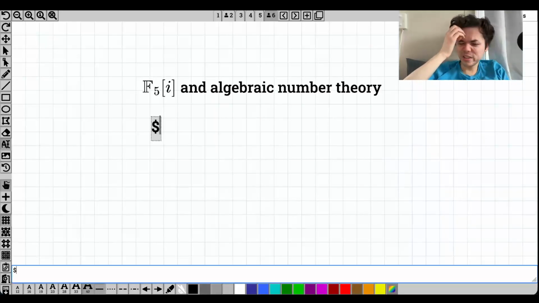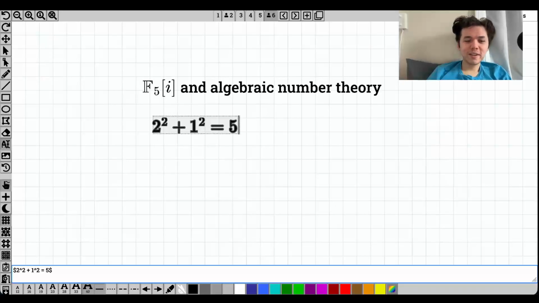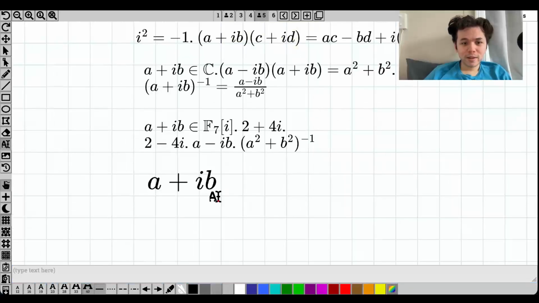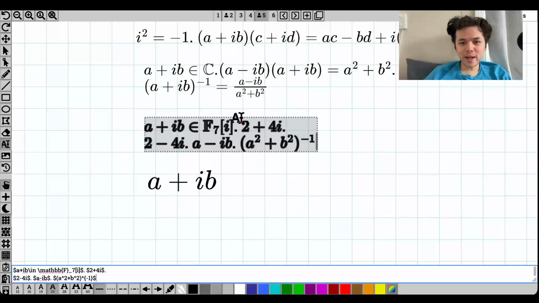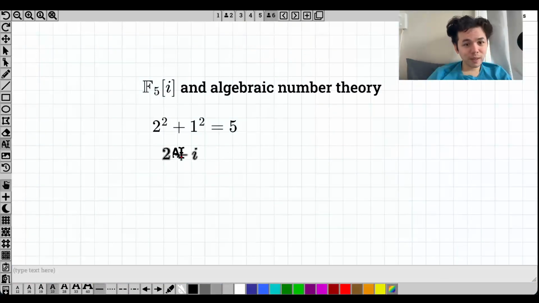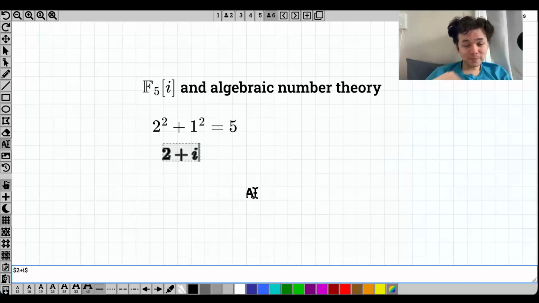And why is this? Well, 2 squared plus 1 squared equals 5. So what does that mean? Well, that means that if I wanted to invert 2 plus i, I have to take its norm and take the inverse of the norm. And so the norm of this is 5, but that's 0. And so therefore suddenly I can't invert.